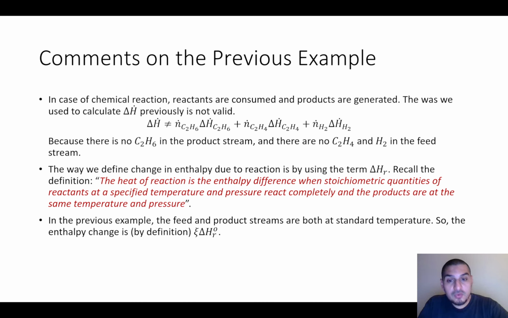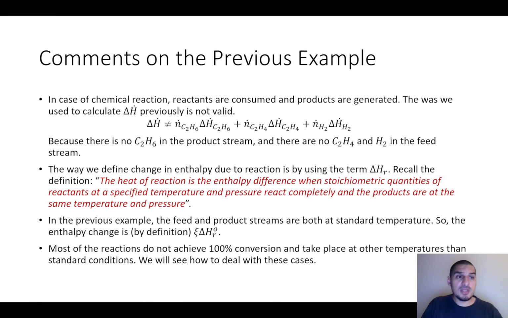So in the previous example, the feed and the product were both at the standard temperature, so we were able to calculate the enthalpy change as the extent of reaction multiplied by delta H R naught. We did the derivation for this term before, and we said that delta H R naught is the enthalpy change for 1 mole of ethane being broken, or cracked, into ethylene and hydrogen. So if you want to account for all the ethane that is cracked, we multiply it by the extent of reaction.